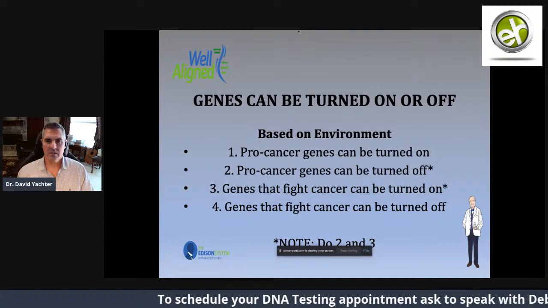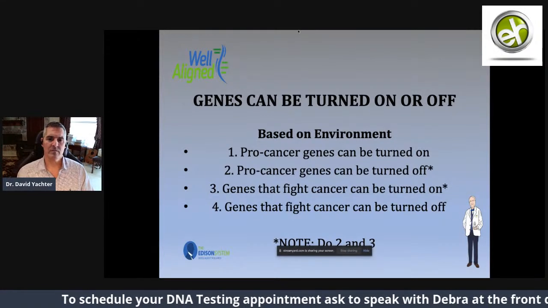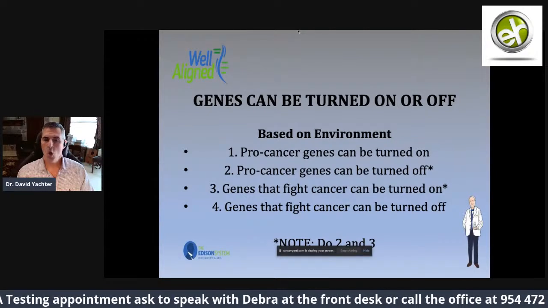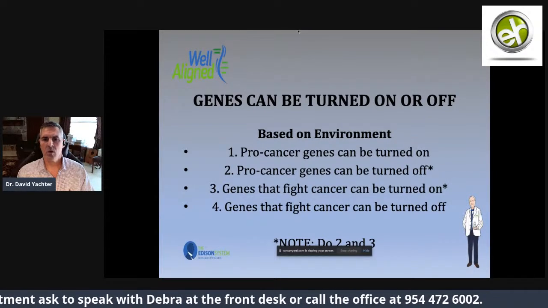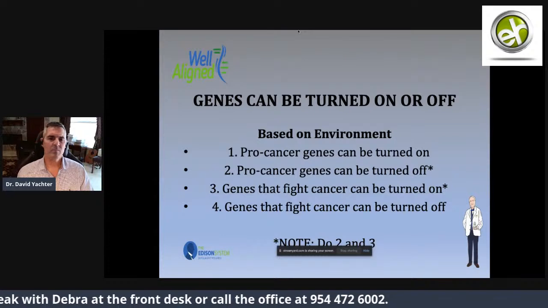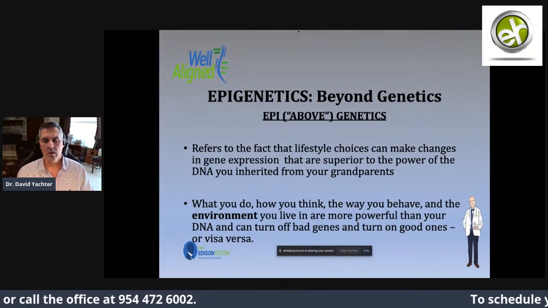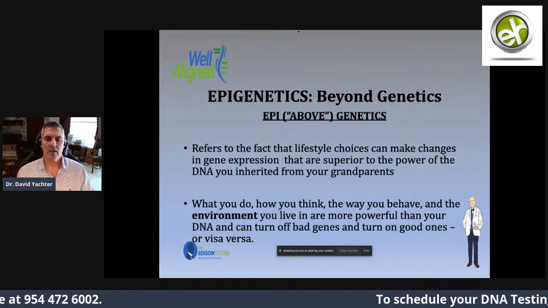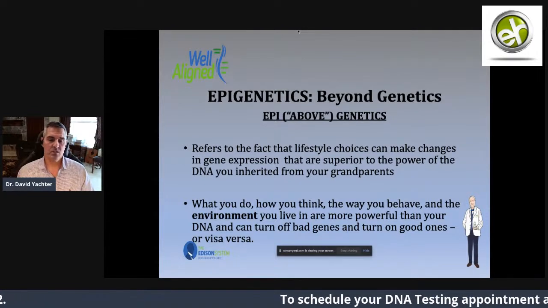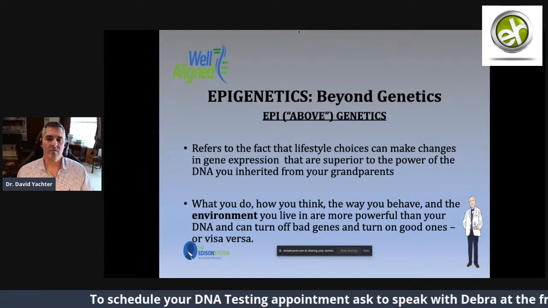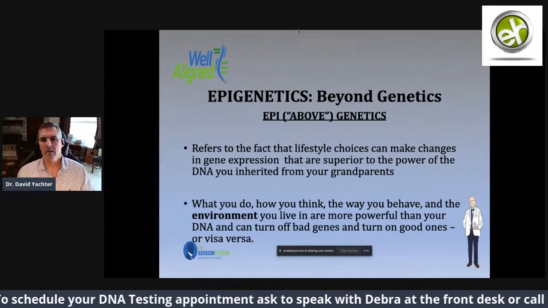So genes can be turned on or you can turn them off, and it's based on your environment. Pro-cancer genes can be turned on or turned off. Genes that fight cancer can be turned on and genes that fight cancer can be turned off. So it's your environment and it's your lifestyle that determines what's going to flip the toggle switch on and off for each of those factors.